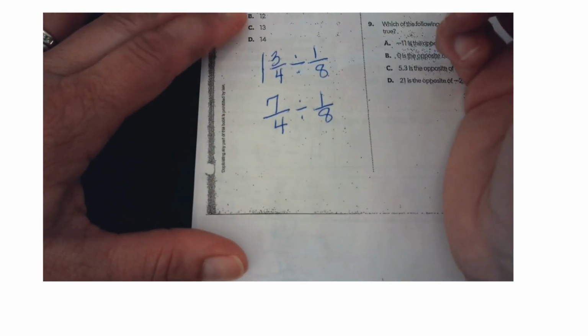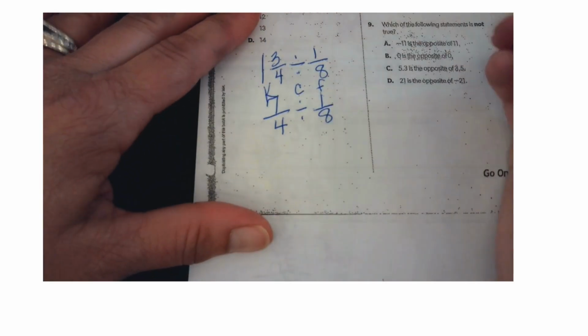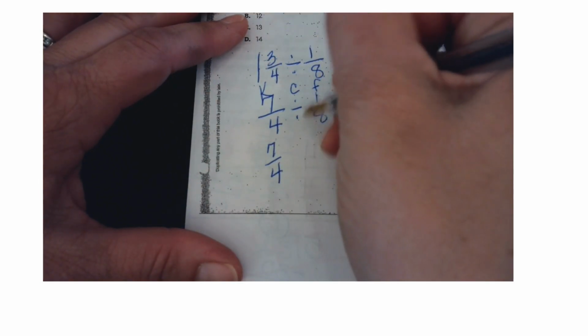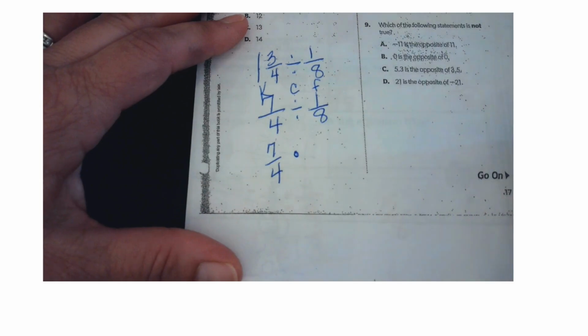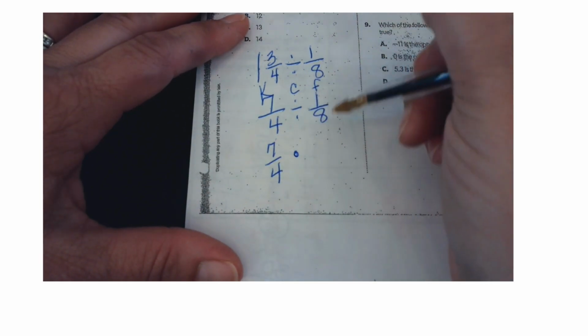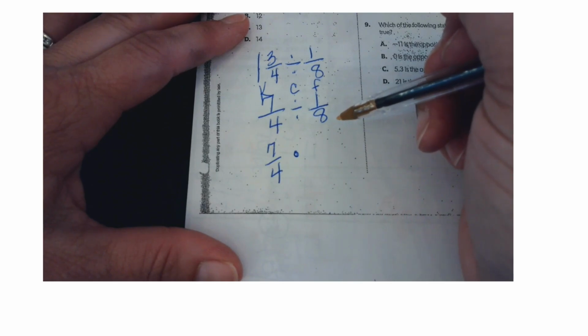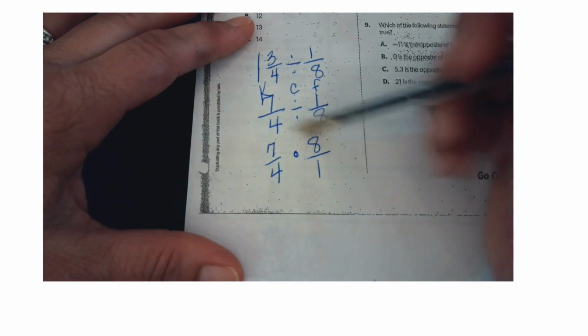I want to keep the rest of it because I'm not ready yet to, what's our 3? Keep, change, flip. Good. So I keep this fraction. I have to change that division to multiplication. Good. And then I've got to do what to this one? I got to flip it. So what does that become? 8/1. Excellent.